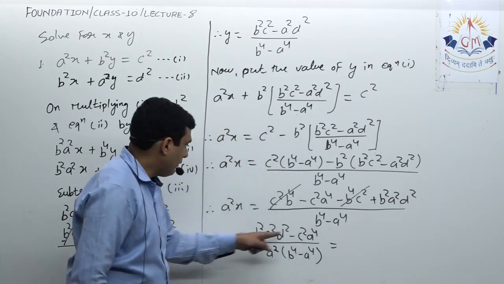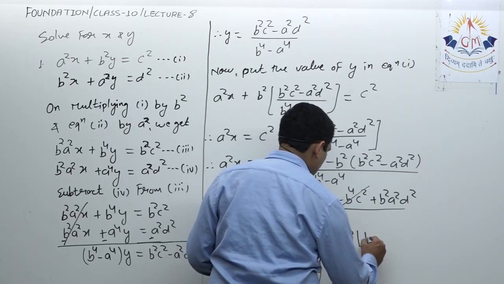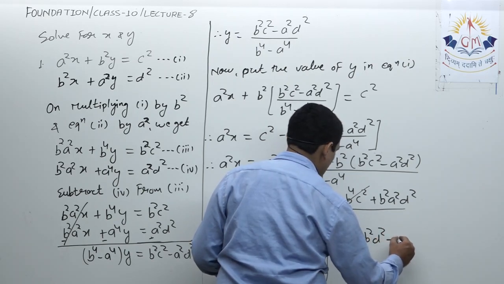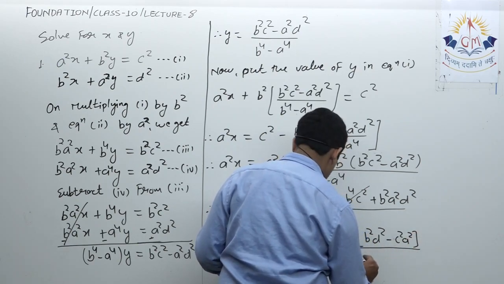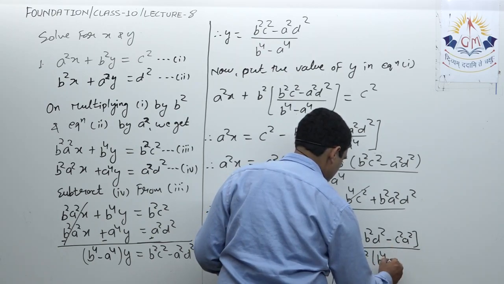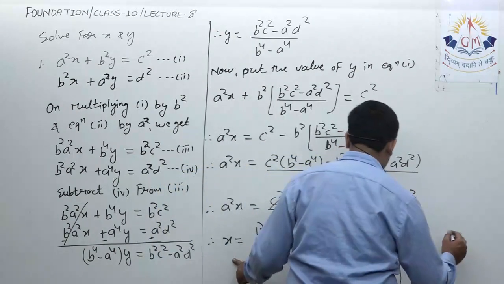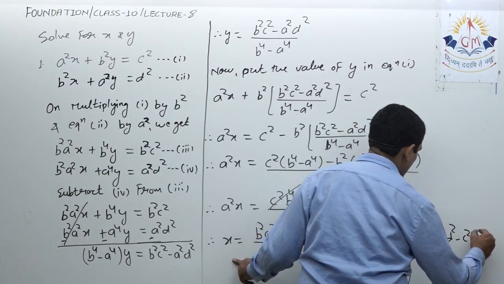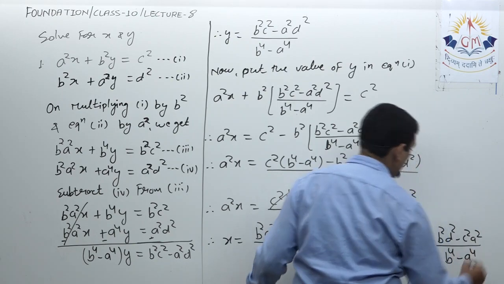Now this is almost the answer. Now if I take a square common from the numerator, so what I will get is b square d square minus c square a square, divided by a square into b raised to 4 minus a raised to 4. So now if I cancel this, I'll get the value of x finally, that is b square d square minus c square a square upon b raised to 4 minus a raised to 4.